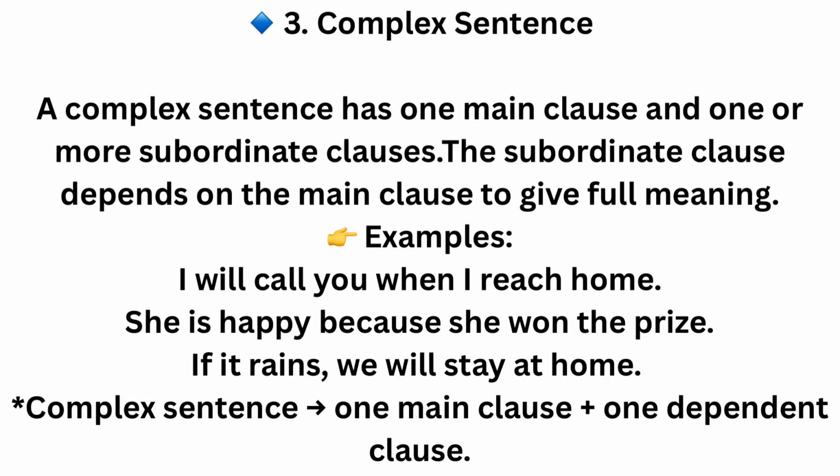The last sentence is complex sentence. A complex sentence has one main clause and 1 or more subordinate clauses. The subordinate clause depends on the main clause to give full meaning. Examples: I will call you when I reach home. She is happy because she won the prize. If it rains, we will stay at home. Complex sentence has a structure: 1 main clause plus 1 dependent clause.